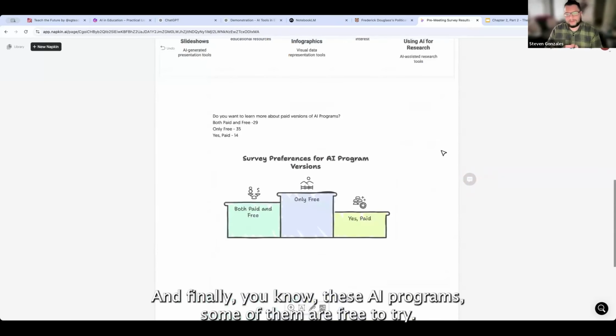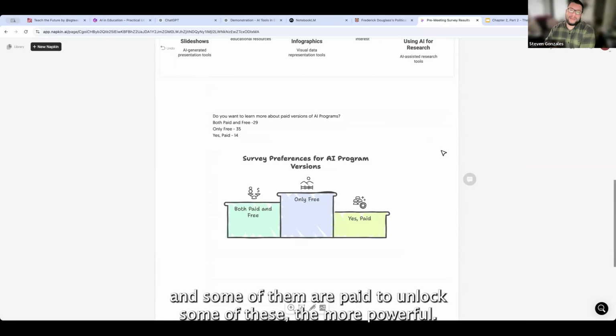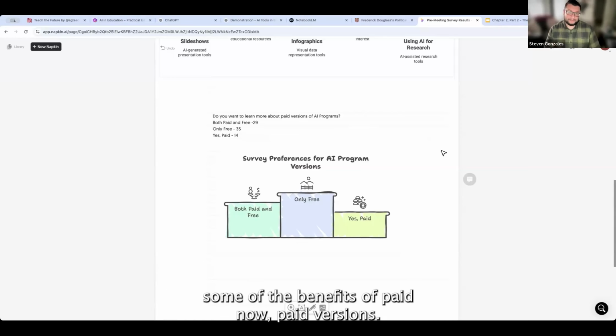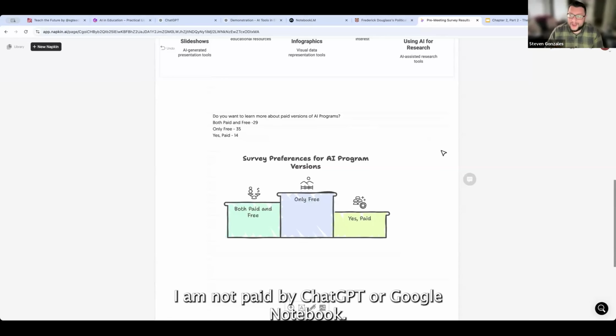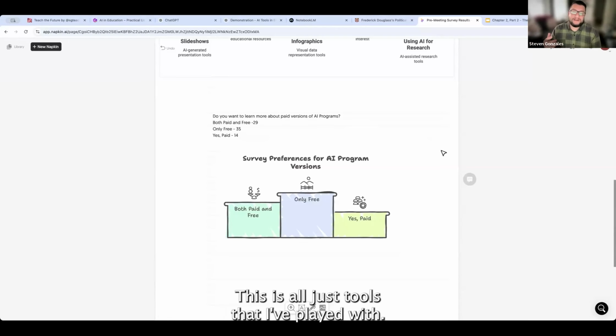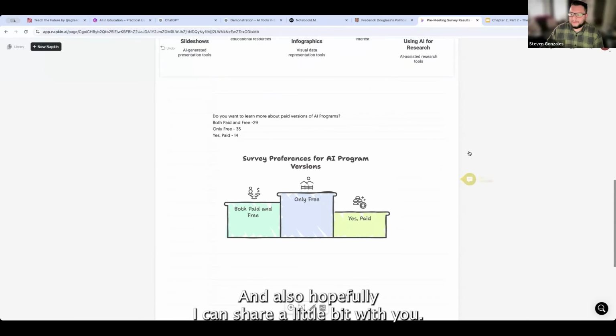And finally, these AI programs, some of them are free to try. Some of them have free versions that are very limited. And some of them are paid to unlock some of the more powerful end. I'm going to show you mostly free versions, but I will share with you some of the benefits of paid versions. I am not paid by ChatGPT or Google Notebook or Napkin. I'm not receiving any money. This is all just tools that I've played with. I am not an expert. I'm not researching AI actively. I am just someone who likes to play with these tools, see what the fuss is about, and also hopefully I can share a little bit with you.